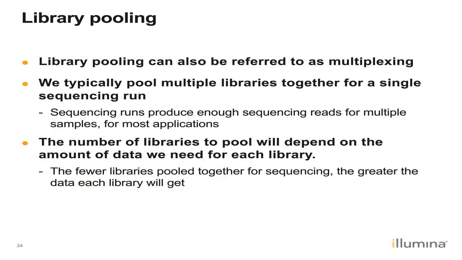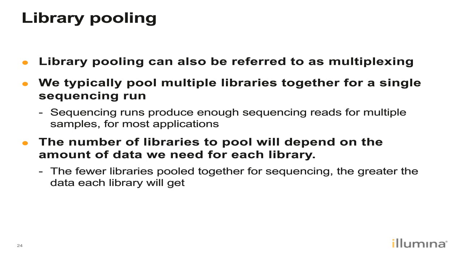Once our libraries are complete and we have quantified and QC'd the libraries, we can proceed with pooling the libraries together. Pooling multiple libraries together for sequencing is also called multiplexing. Usually, we'll be pooling multiple samples together to sequence in the same run. Sequencing runs produce more sequencing reads than we'll need for a single sample, so we pool libraries together and the data will be distributed across all of the libraries.